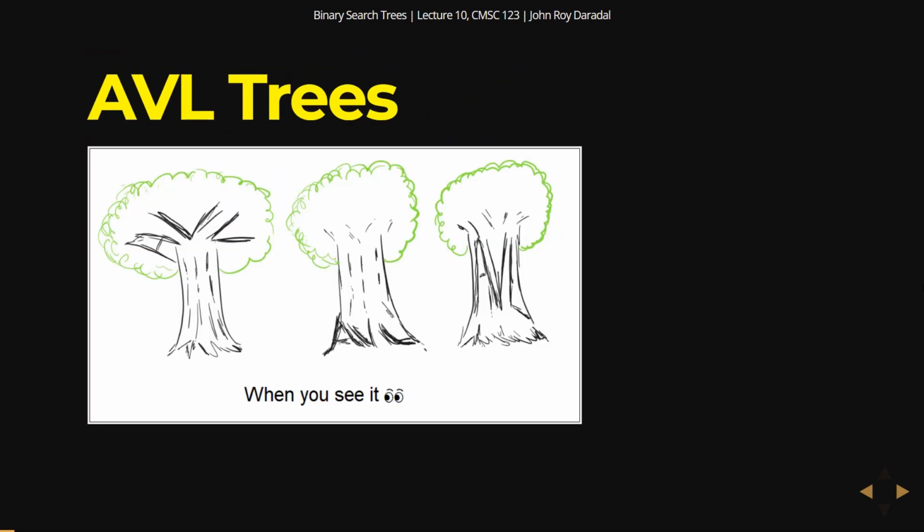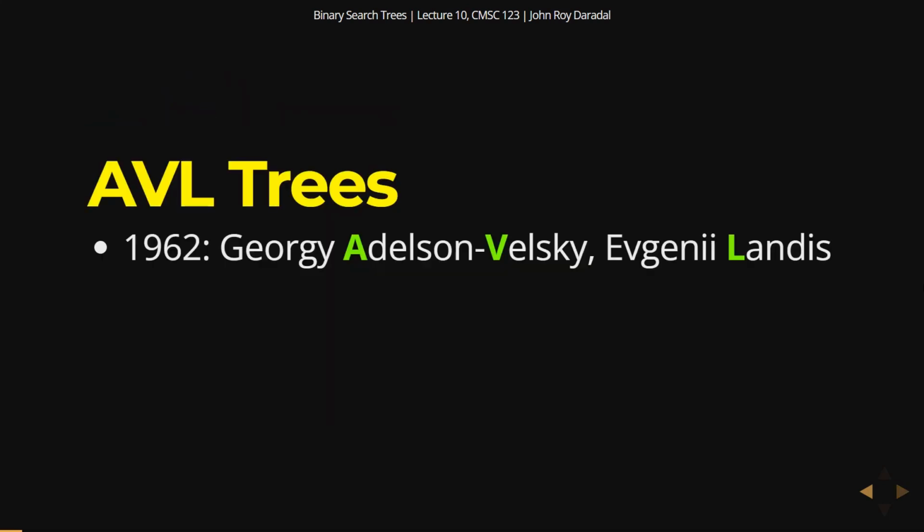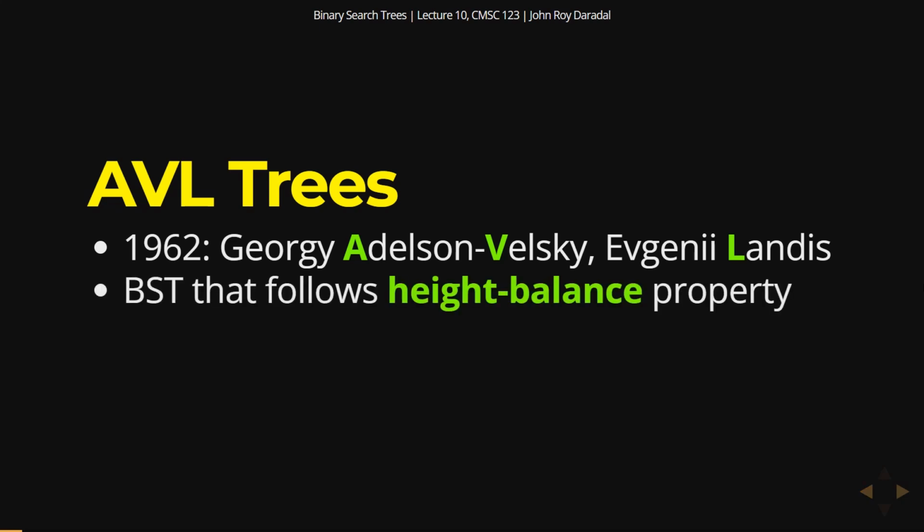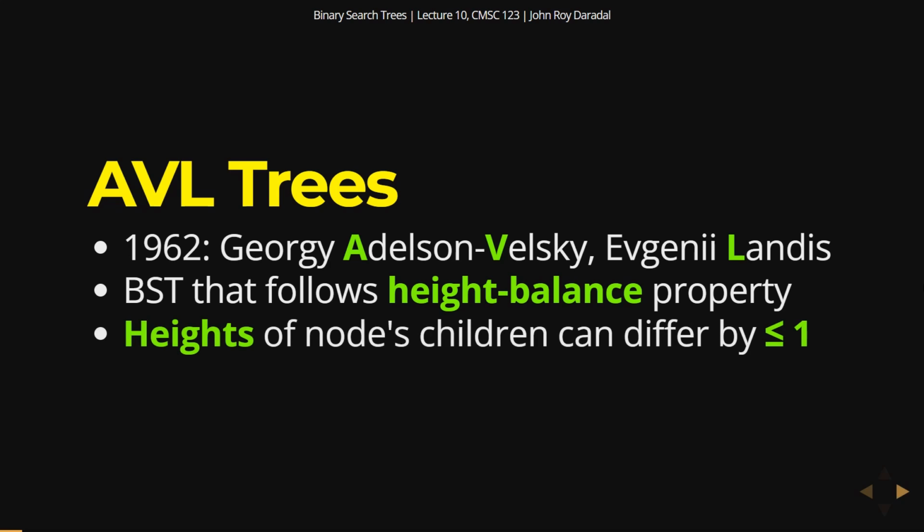So what are AVL trees? So AVL trees were created in 1962 by Georgi Adelson-Velsky and Eugenie Landis. So the AVL actually comes from their last names, right? So the last names of the creators, which is Adelson-Velsky and Landis. Okay, so what are AVL trees? So they are just binary search trees that follow the height balance property. Okay, so what is this height balance property? In a nutshell, it tells you that the height of the node's children can differ by at most 1.